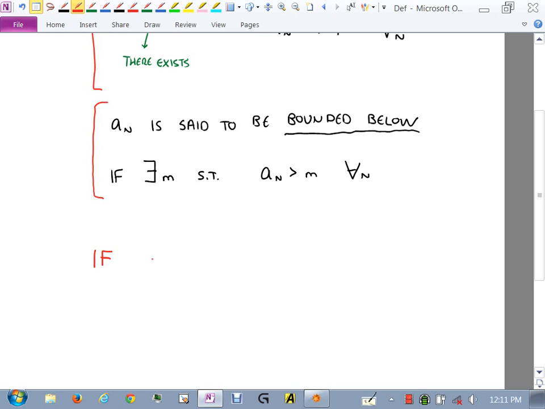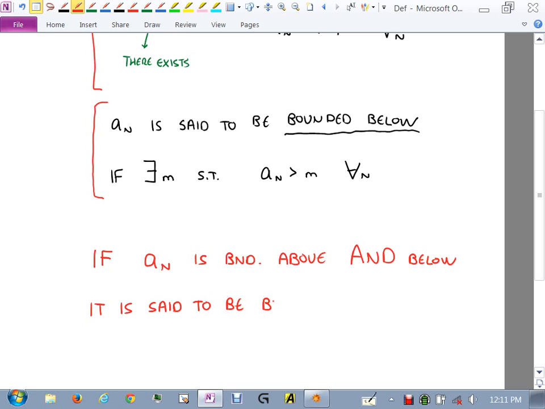If a sub n is bounded above and below, it is said to be bounded. I've never liked this, okay? I've always had a problem with this. I think that they should choose a different terminology for this.